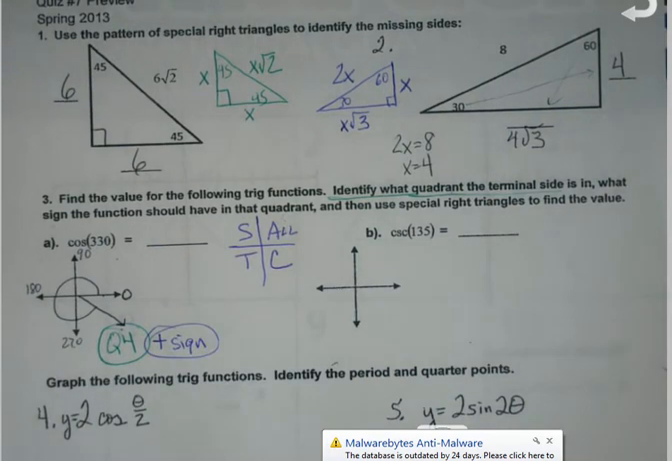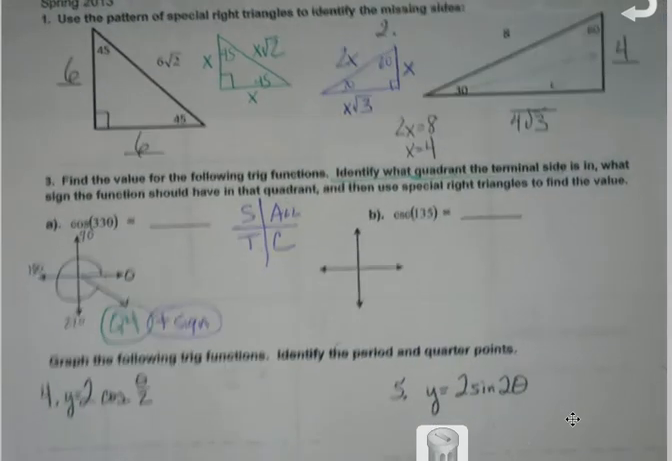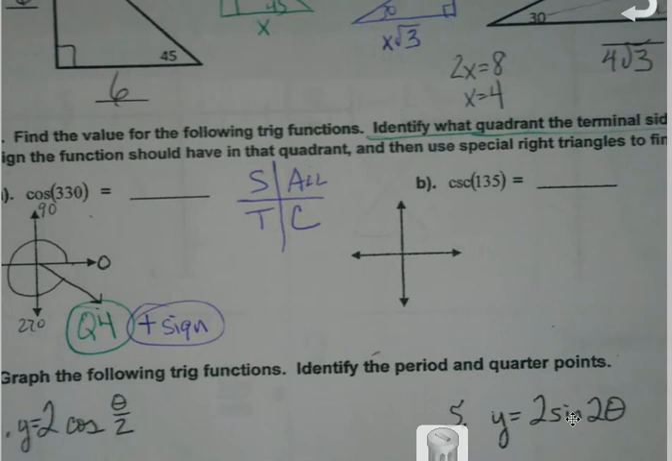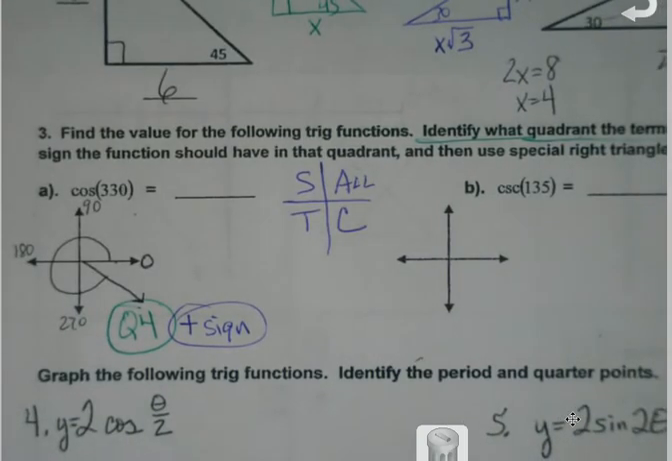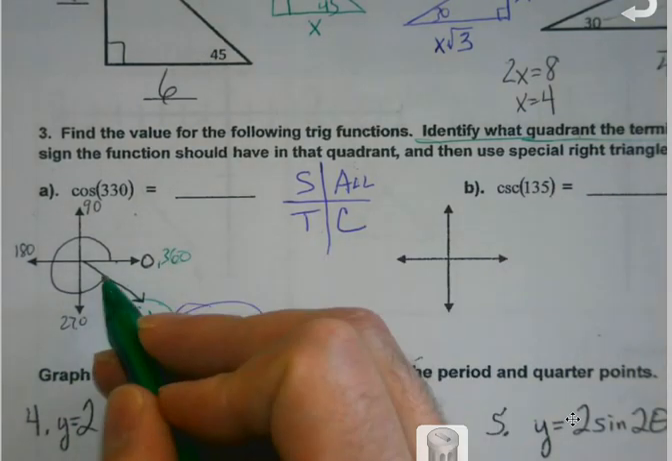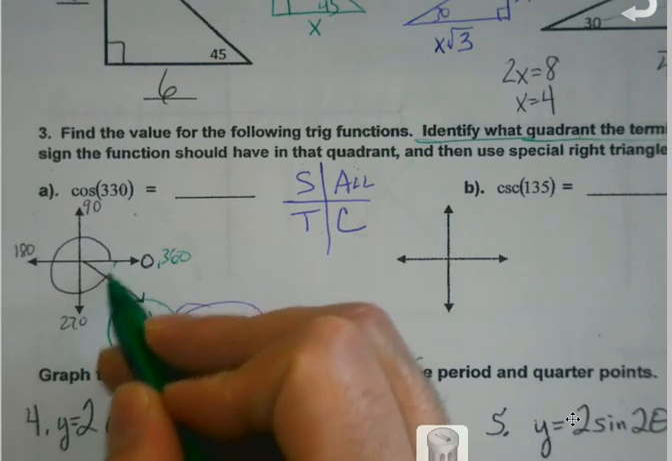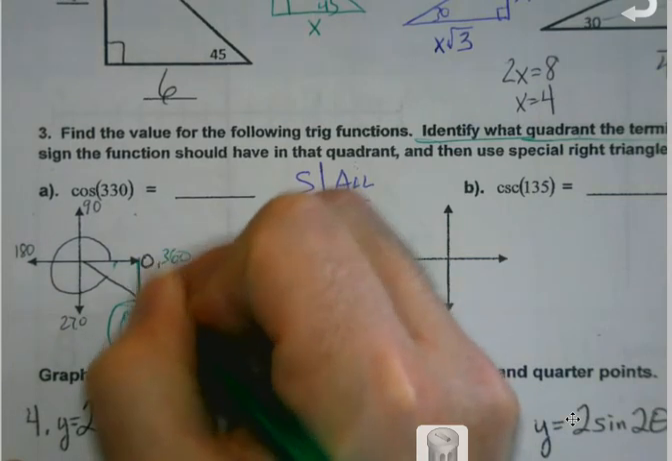So I know that. I got 2 out of the 3 questions done. Then use special right triangles to find the value. Okay, I'm going to jumbo size here for a minute. So what that means is, if it's 330 to here, and it's 360 to get back, what is my reference angle going to be? How many degrees do I have left in this little spot? 30. So, there's my triangle.